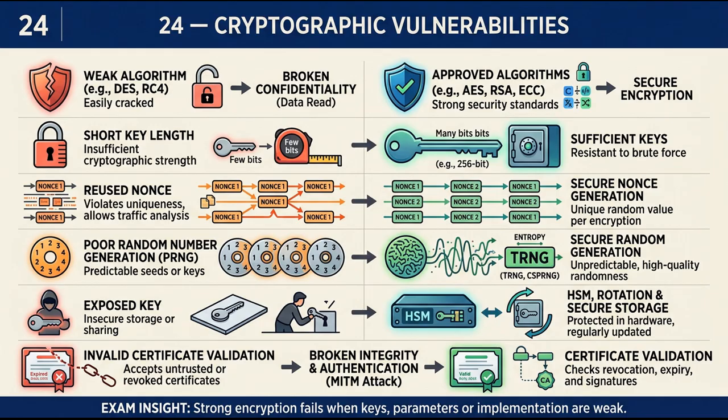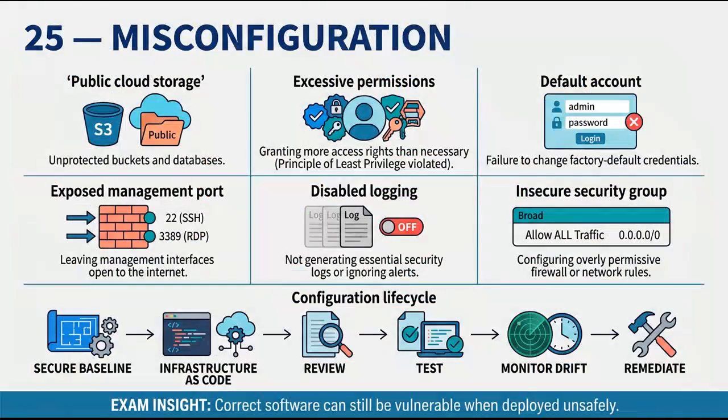On the exam, identify the failed property. An exposed key is key management failure. Repeating a nonce can break an otherwise strong mode. Accepting an invalid certificate is trust validation failure. Choosing a deprecated hash or cipher is algorithm selection. Fix the cryptographic design or implementation rather than simply adding more encryption around the same weakness.